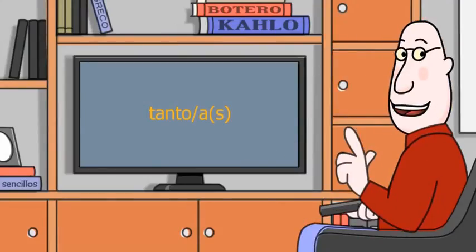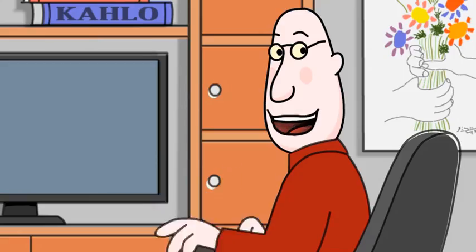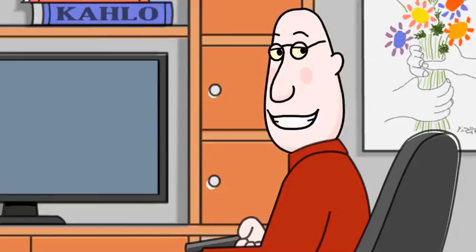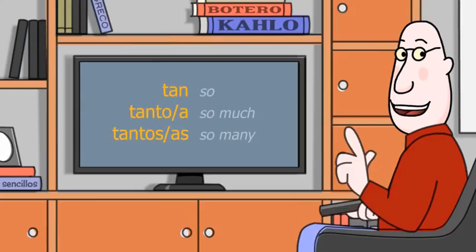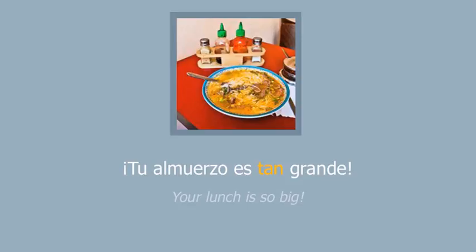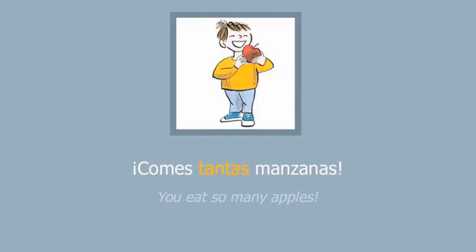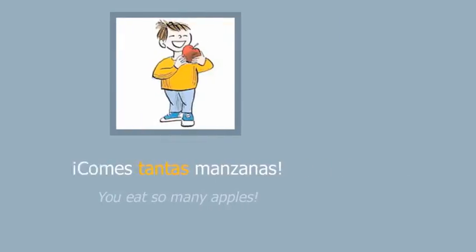Atención! Unlike tan, tanto is an adjective, so it must agree in gender and number with the noun that follows it. Tan and tanto can also be used to emphasize rather than compare. In these cases, tan means so. Tanto and tanta mean so much. And tantos and tantas mean so many. Tu almuerzo es tan grande. Comes tanto. Comes tantas manzanas.